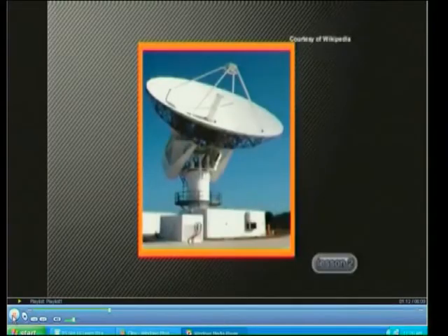So we use these huge telescopes. They're just ginormous, these big plates, almost looking like a satellite dish like you use at home to get your DSTV. Okay, so we use radio waves in all sorts of places, specifically for looking at the universe out there.